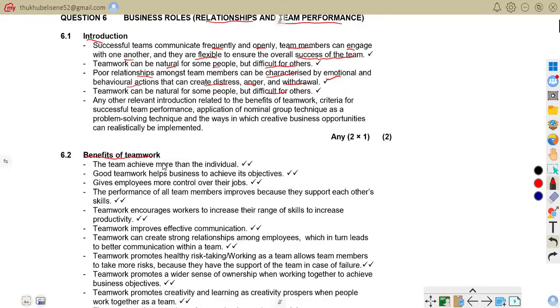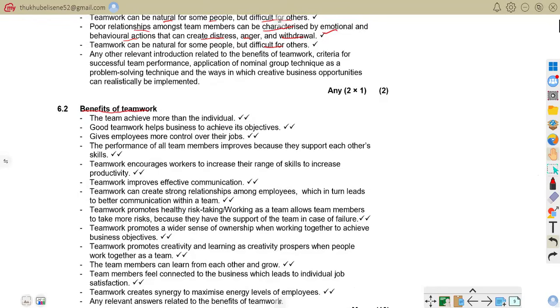Now we come to the benefits of teamwork. So we are on the benefits of teamwork. It says the team achieves more than individuals. That is true. If we work together as a team, we are going to achieve more. A good team helps the business achieve its objectives. So the set objectives can be easily achieved if there is teamwork. So a good team allows us that.